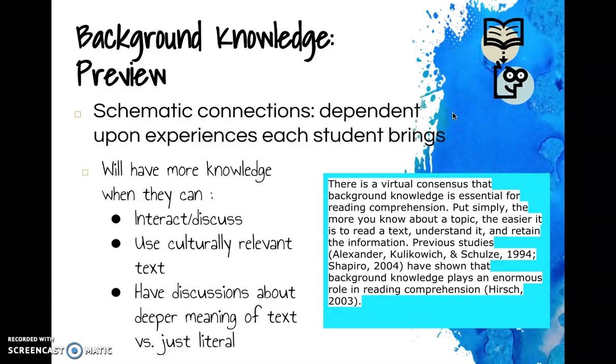Some strategies to teach background to students are to think about allowing them many opportunities to interact and discuss the text, providing culturally relevant text or text that they might have experiences with that are similar to the characters or concepts in the text, and make sure that we aren't just keeping English learners at a literal understanding. We should always provide opportunities to go to deeper levels with text.